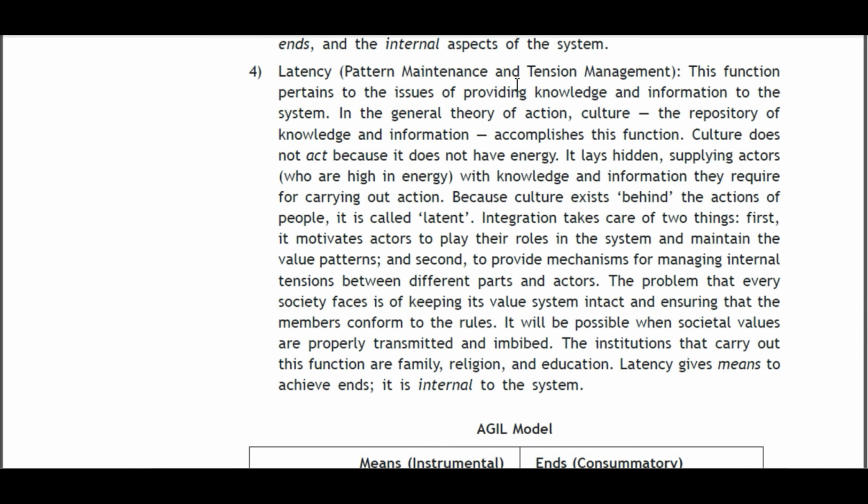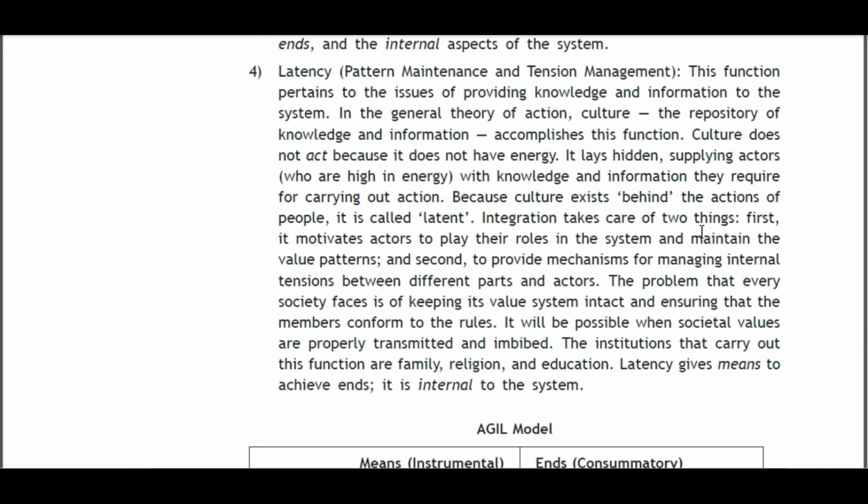Latency. The pattern maintenance and tension management. This function pertains to the issues providing the knowledge and information to the system. In general theory of action, culture, the repository of the knowledge and information, accomplishes this function. Culture does not act because it does not have energy. It lays hidden, supplying actors who are higher in energy with knowledge and the information they require for carrying out action. Because culture exists behind the actions of people, it is called latent.